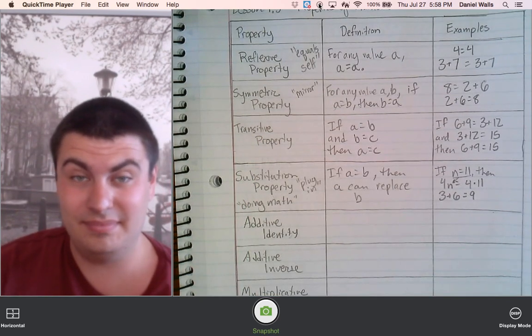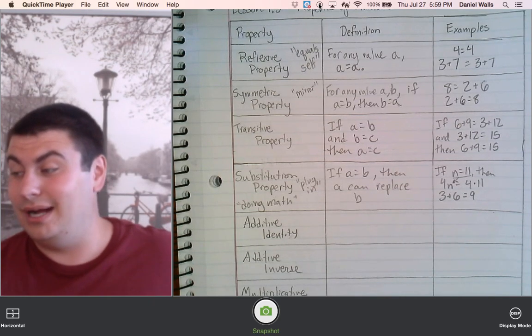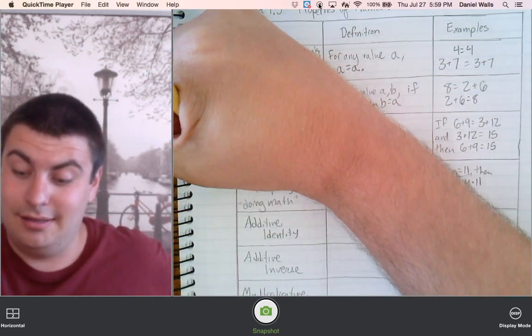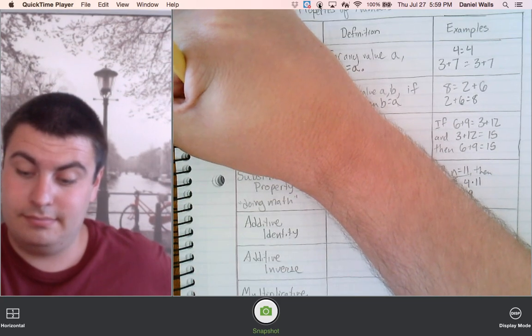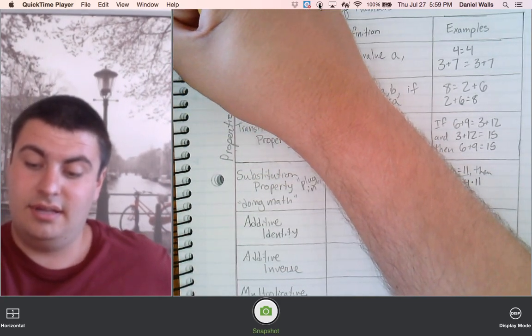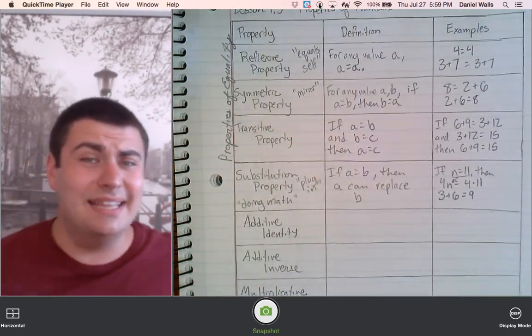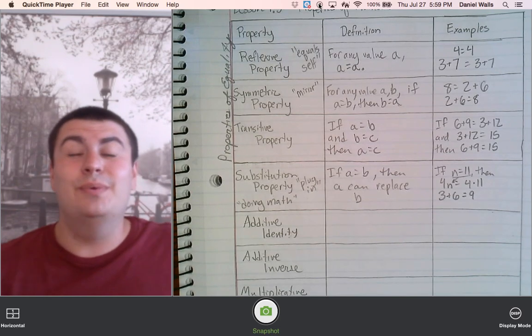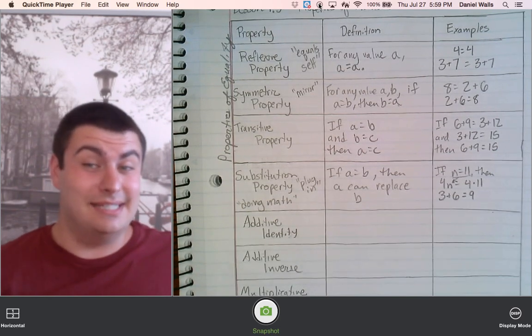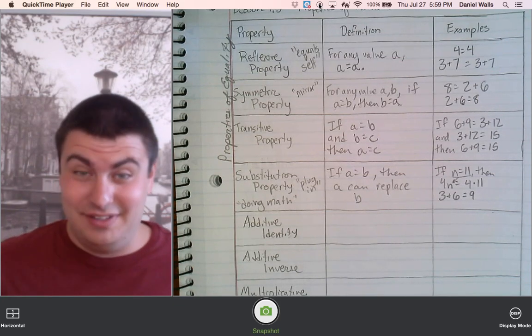All right? So these four, since they all deal with equality, these are all properties of equality. We didn't really do anything with addition or subtraction. We just said this equals that, so therefore this equals that. These are all the properties of equality.